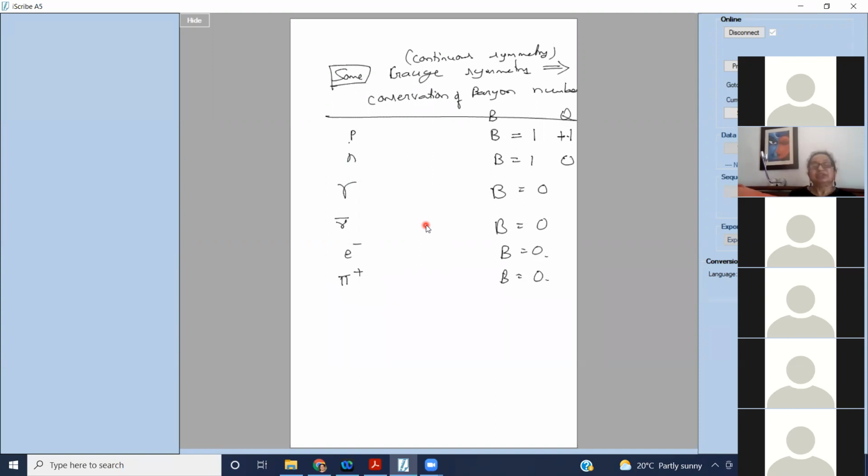So pi plus. I'm not able to show you, it's not visible. This is plus 1. Charge is plus 1.